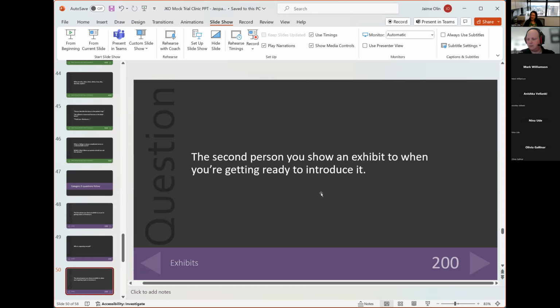There could be circumstances where the judge calls the parties up for a sidebar to discuss the exhibit that's going to come in. And so the first person in that situation that you would show the exhibit to would be the judge. But that's not something that happens generally in mock trial. So I would say that the first person that you're going to show an exhibit to is generally going to be opposing counsel. Does anyone want to answer who the second person would be?